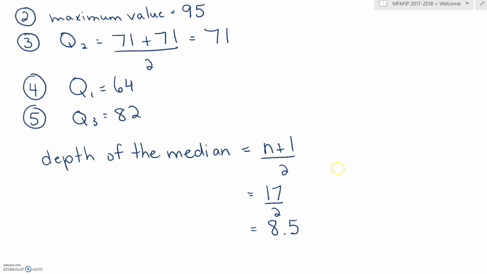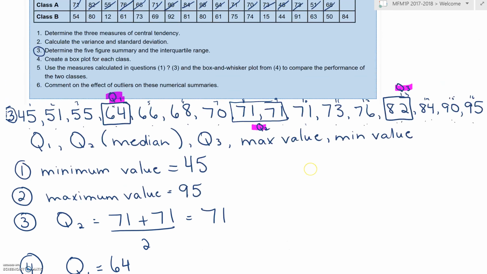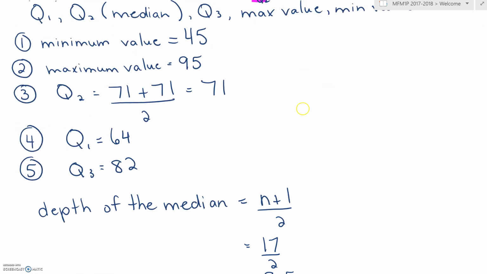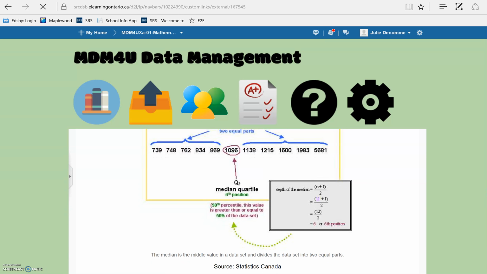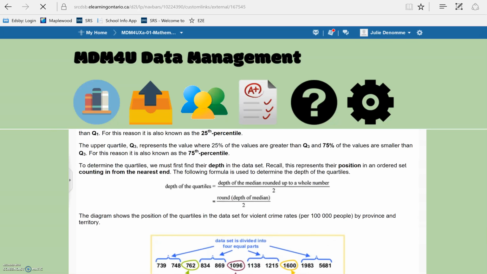So it's not the 8th, it's not the 9th, it's between 8 and 9. So it's exactly what I did here. You take your 8th value, you take your 9th value, you add them up, and you divide by 2. In the content, I'm not sure if they show that. Here it wasn't in the middle. The 6th position is the one that they needed. But if it was 6.5, you would take the 6th, you would take the 7th, you would add them up and divide by 2.